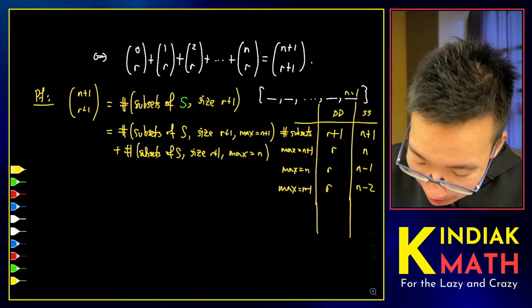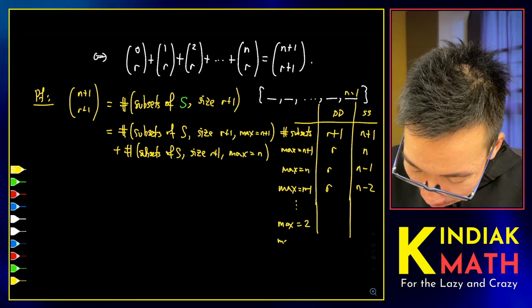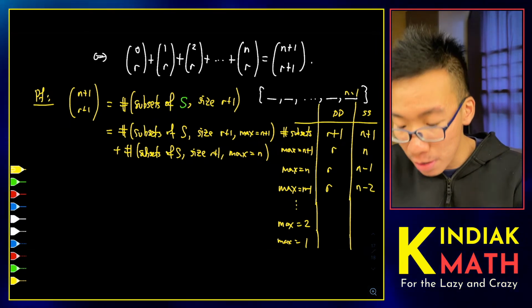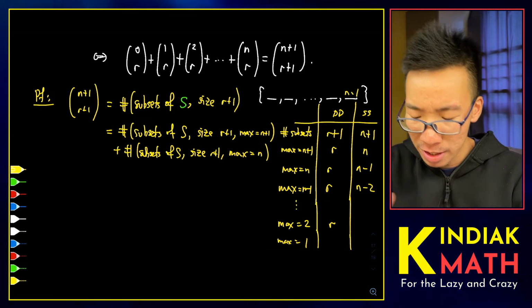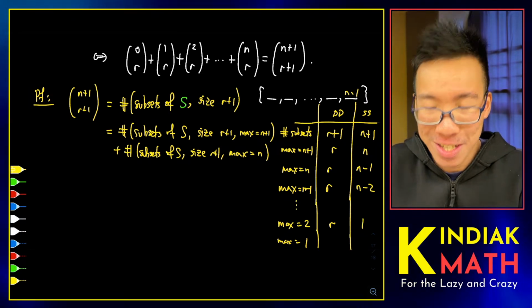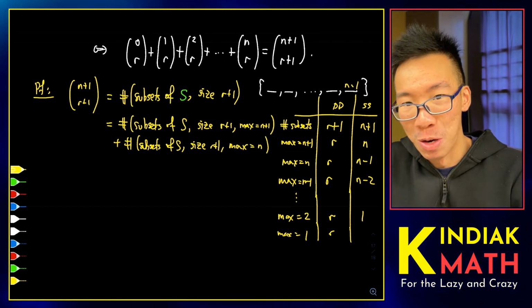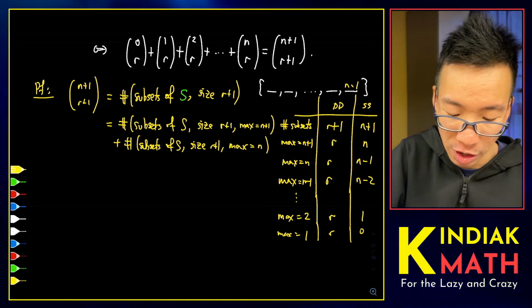And you can see where we're going with this, because we can repeat all of this until the maximum is just 2 and the maximum is just 1. If the maximum is 2, you still have r vacancies, but now you can only choose items smaller than 2, which is, you have 1 option, that's just 1. And if the maximum is 1, you have no options, so that's just 0. But why do we draw it this way?